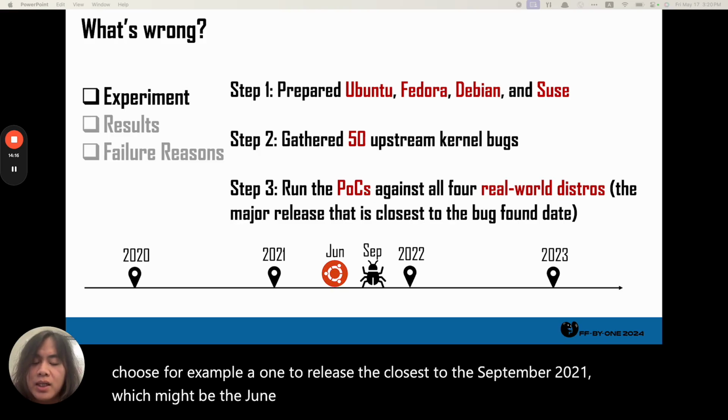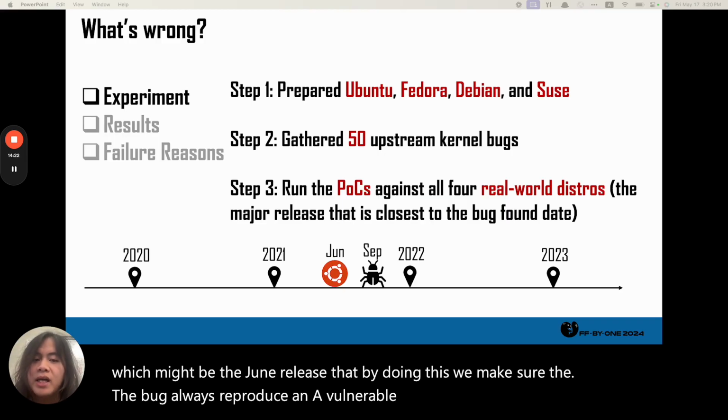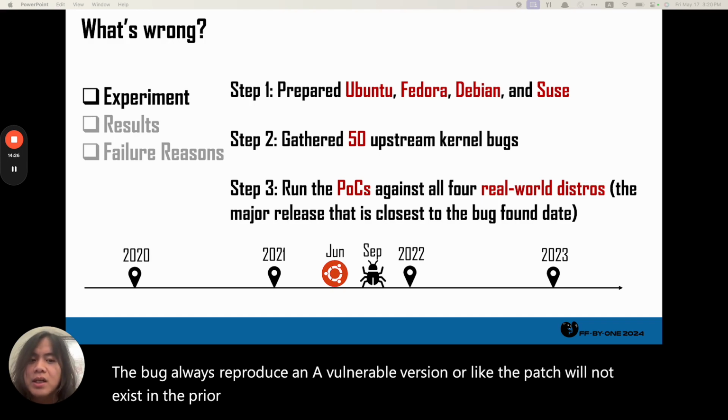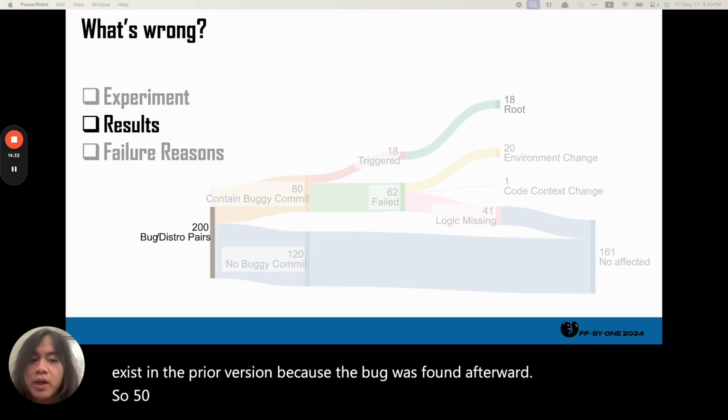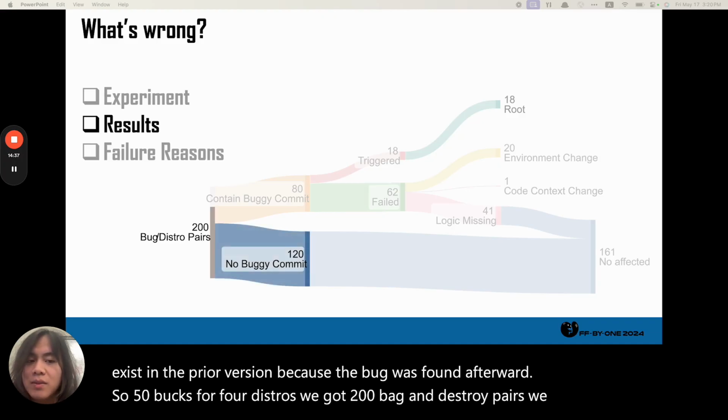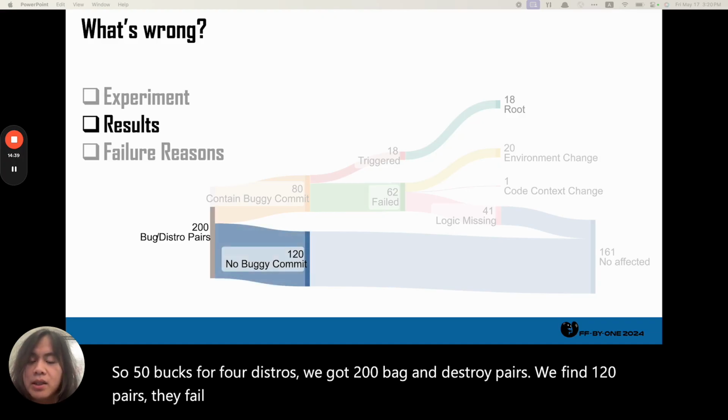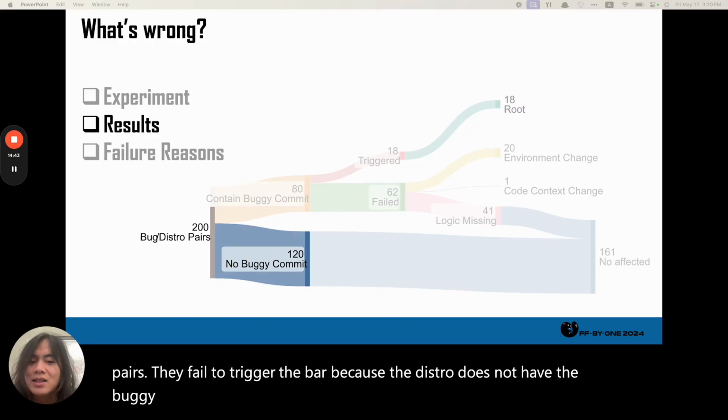By doing this, we make sure the bug is reproduced on a vulnerable version, since the patch will not exist in the prior version because the bug was found afterward. So 50 bugs for 4 distros, we got 200 bug and distro pairs. We found 120 pairs failed to trigger the bug because the distro does not have the buggy commit. That means the bug was never introduced.